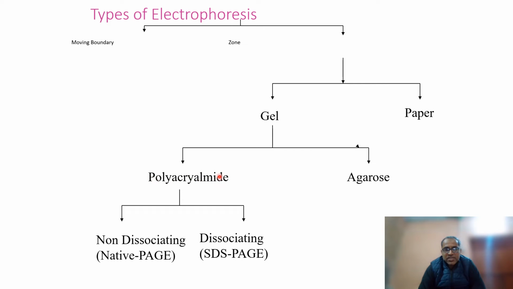Then polyacrylamide gel electrophoresis. Agarose is a seaweed product, and that is not useful for proteins. So for proteins, polyacrylamide gel electrophoresis is usually used. The gel is made by polymerization of acrylamide and bisacrylamide, and APS and TEMED are used as the polymerizing agents. Polyacrylamide gel electrophoresis is further divided into native PAGE and SDS PAGE. SDS PAGE is denaturing, while native PAGE is non-denaturing.